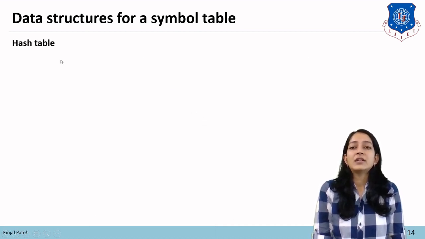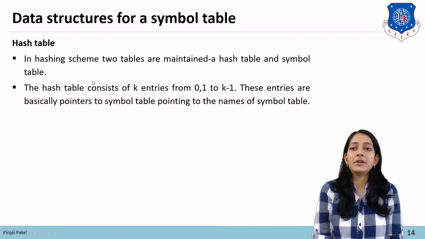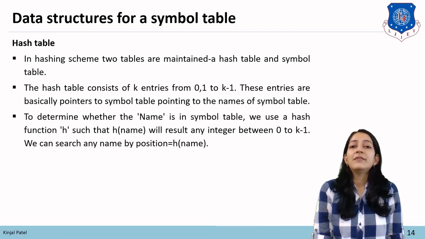Now the last data structure is the hash table. In the hashing scheme two tables are maintained, the hash table and the symbol table. The hash table consists of k entries from 0, 1 up to k minus 1. These entries are basically pointers to the symbol table, pointing to the names in the symbol table. To determine whether a name is in the symbol table, we use a hash function h such that h returns an integer between 0 and k minus 1.